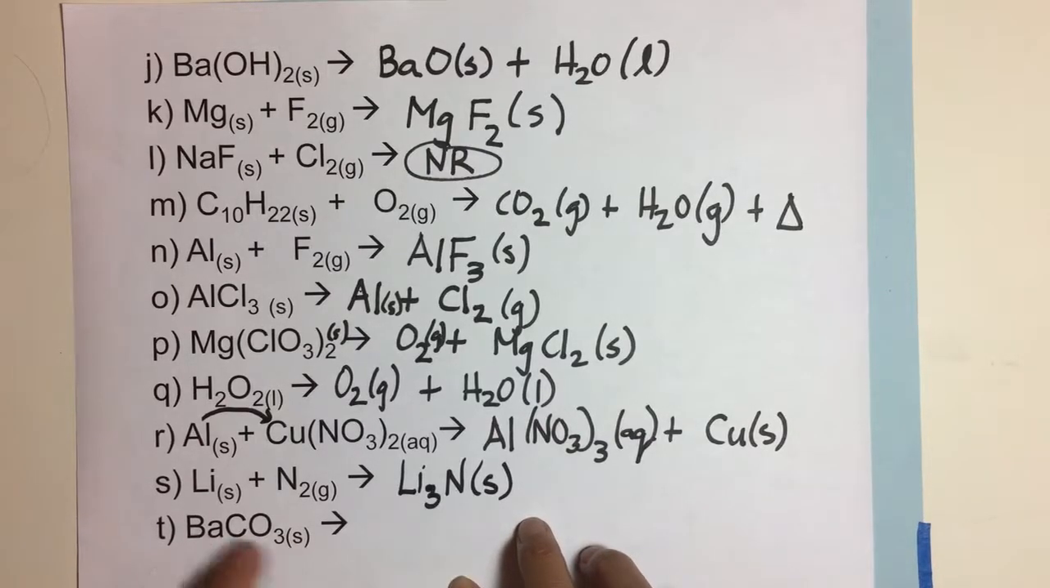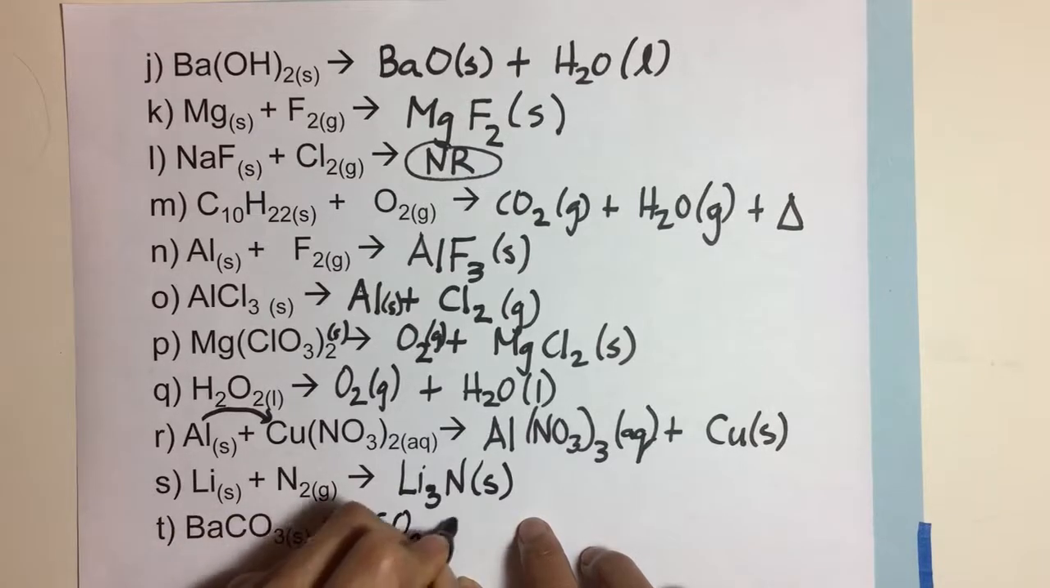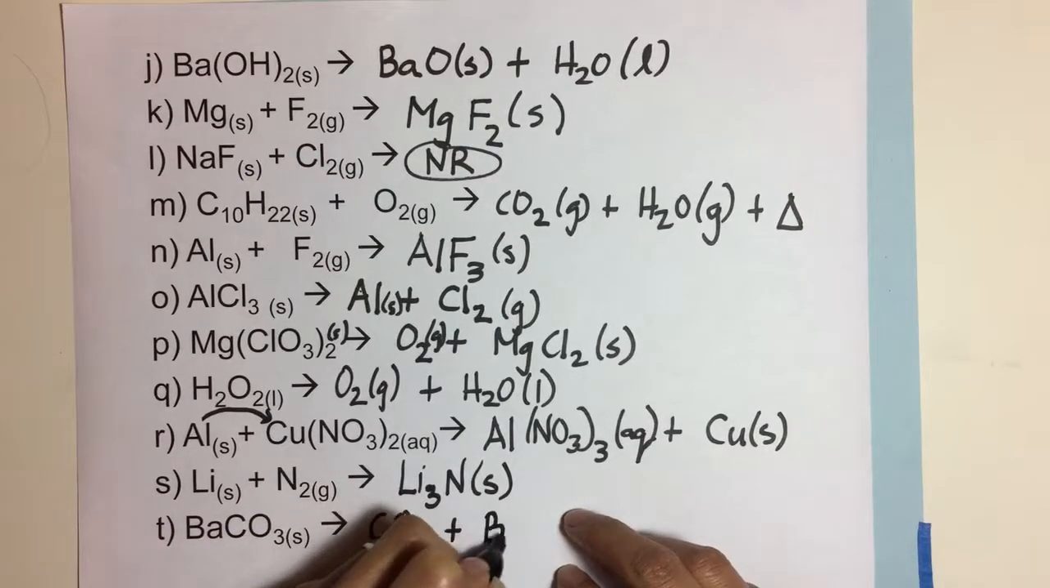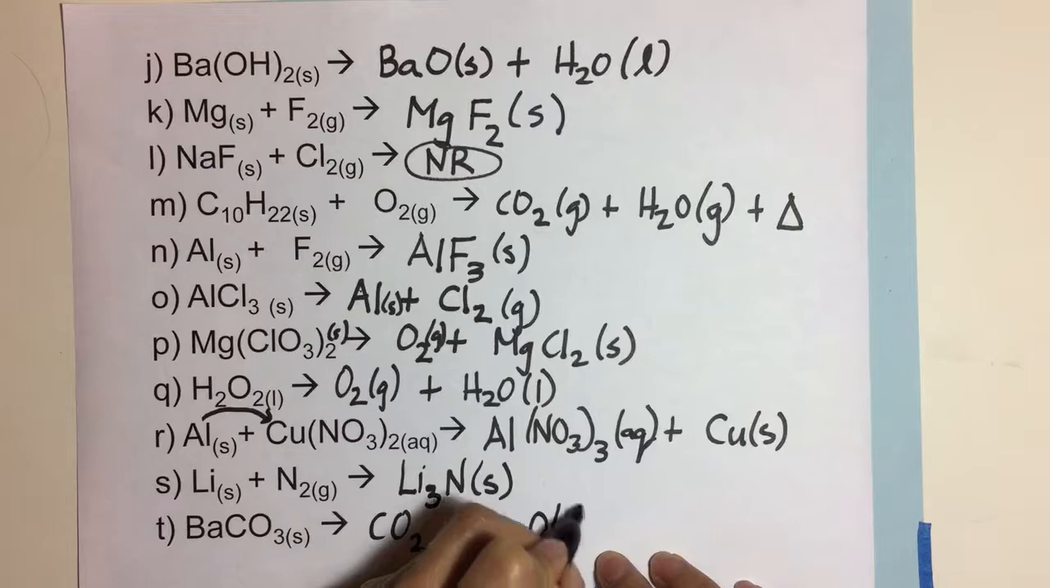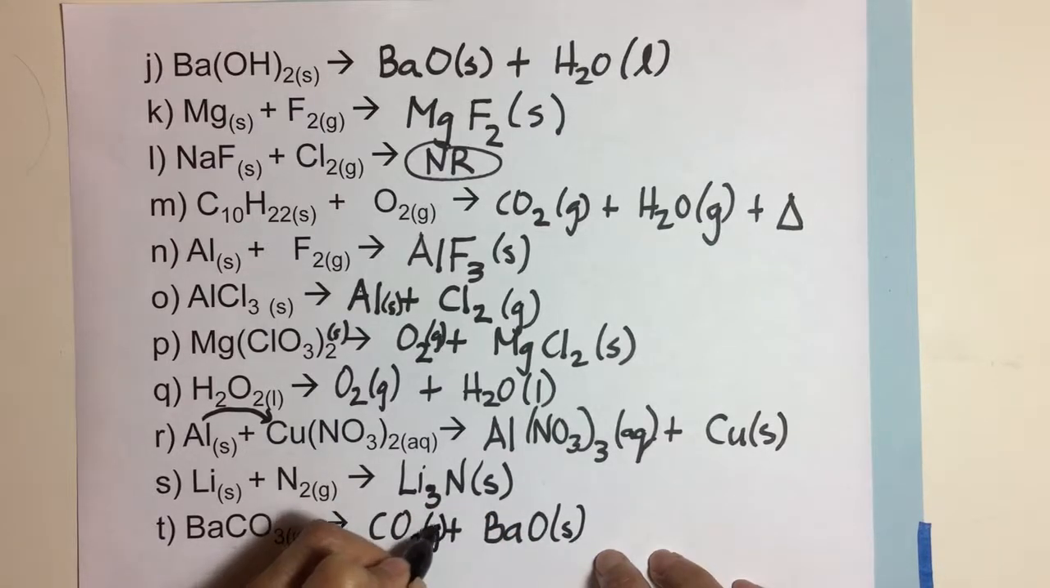Carbonates. Carbonates, it looks like a decomp reaction. Carbonates yield carbon dioxide and your metal oxide. So barium oxide, BaO. And so this is a solid, this is a gas.